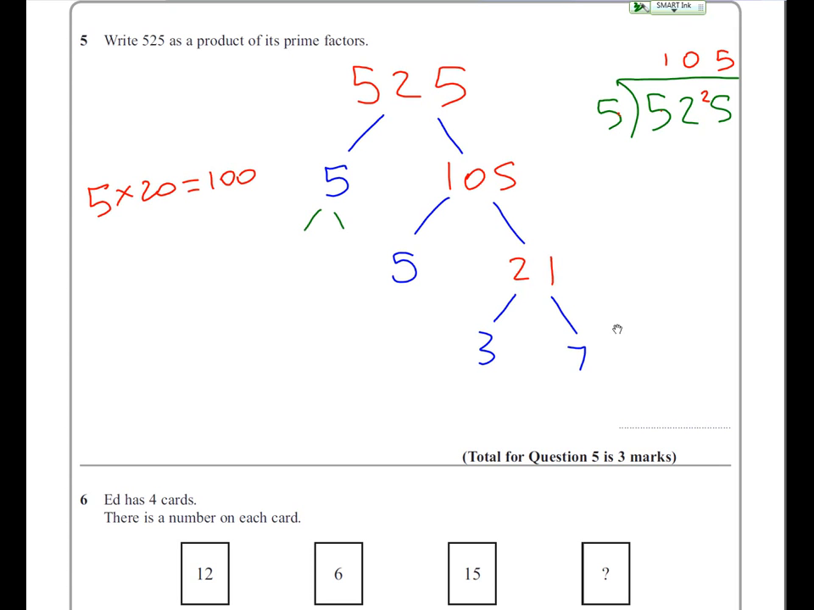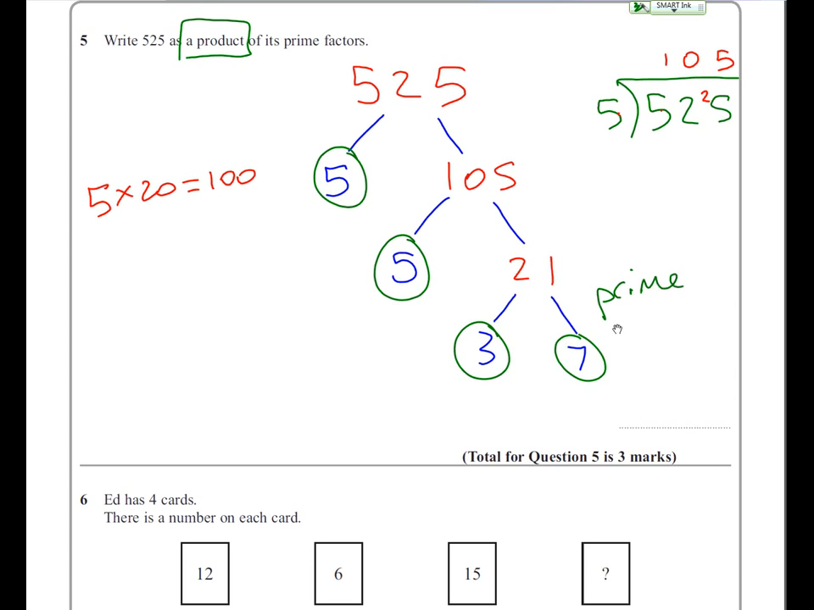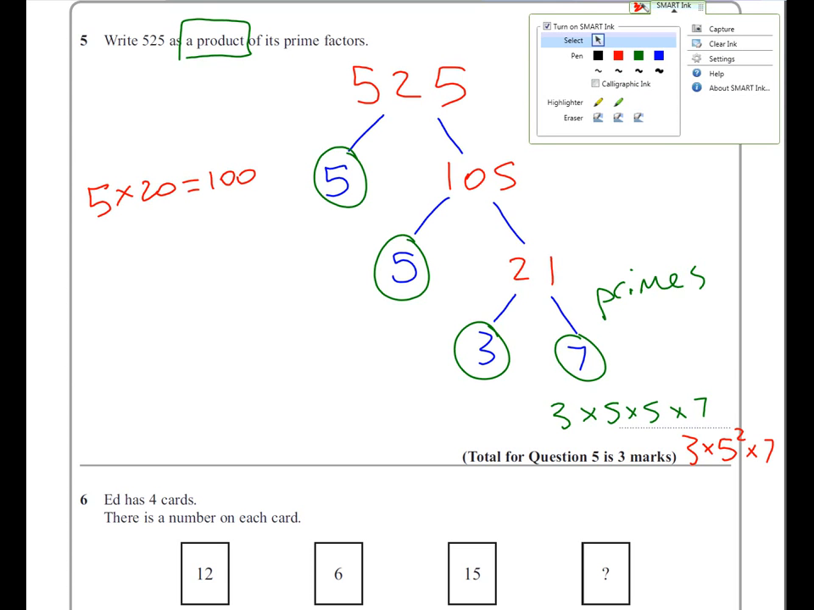Now if you can't split these up anymore without using a 1 because that's cheating, you can circle them. Okay, and as a product means multiply of prime factors. These green numbers are all primes. You have to times them all together. So you get 3 times 5 times 5 times 7, or if you really want to show off to your examiner, 3 times 5 squared times 7. Okay, moving on to the next one.